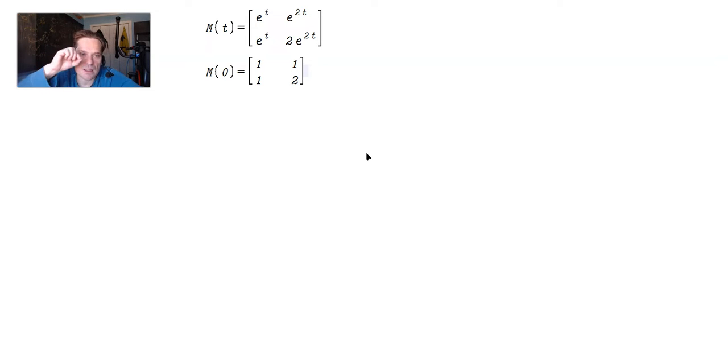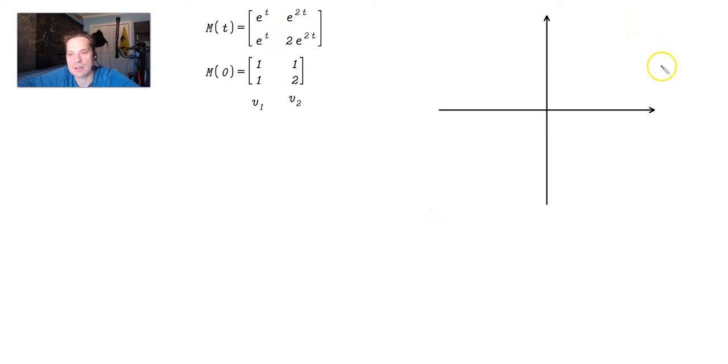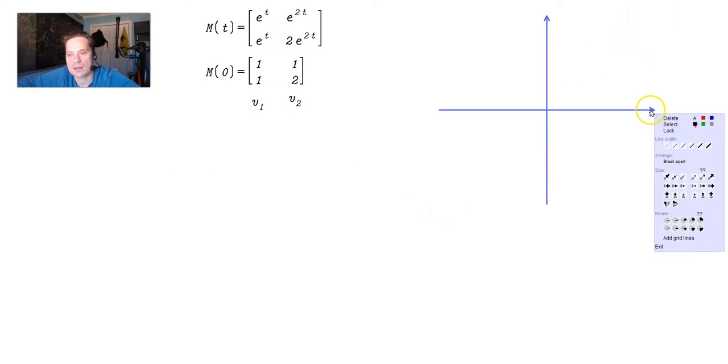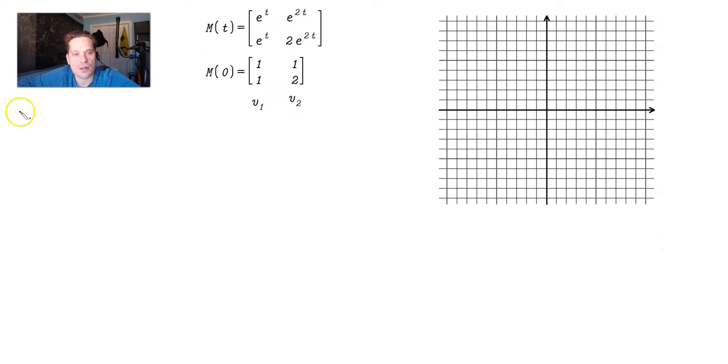Notice that at this instant in time, at t equals 0, we have just a matrix. In other words, this is like a vector, and call this v sub 2. This is just another vector, you see? So that means we can graph them in the coordinate system. Let's do that over here. Let me just enable the grid lines so I can see things better. Okay, so let's mark 1, 1.